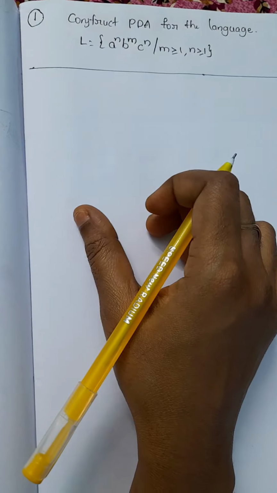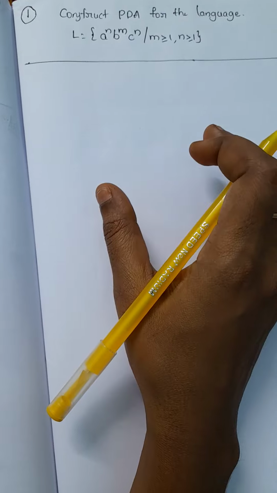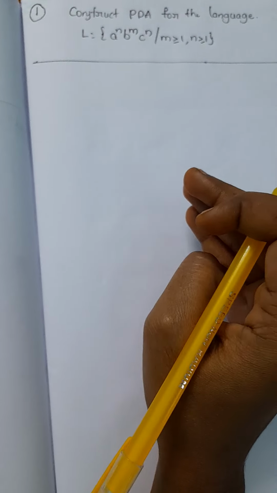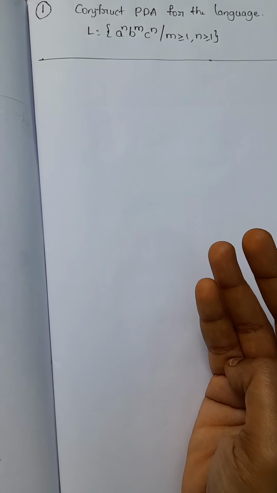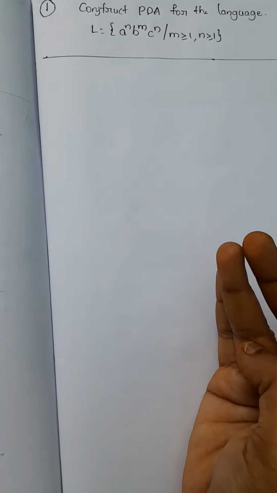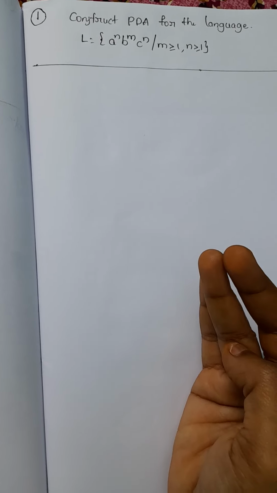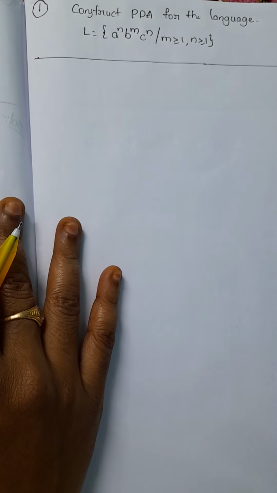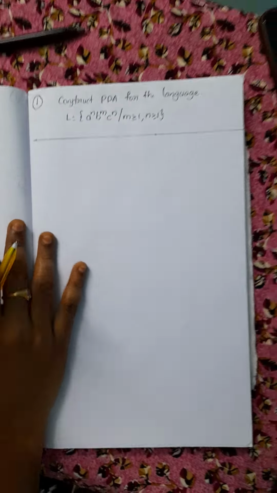I will explain the overall concept of this problem. How to write the IDs and transition functions, you already know that. When we are pushing, when we have a no change condition, and a pop operation, you know how we need to write the transition functions.